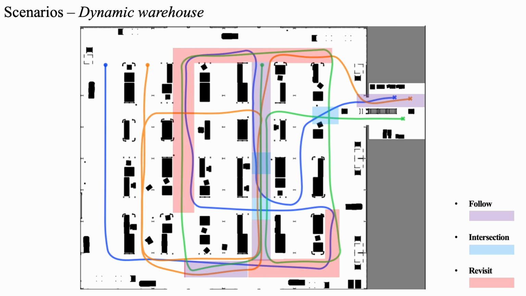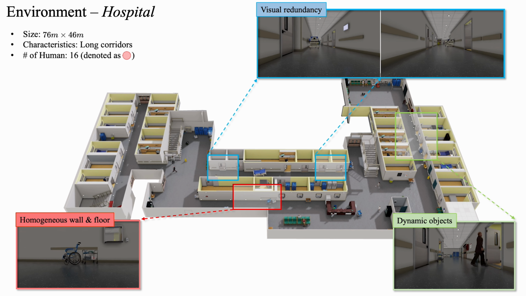In particular, in the warehouse environment, there are 2 intersection cases between robots, both of which occur at very close distances. The hospital scene includes 16 humans and has structures like long corridors. Additionally, the hospital scene includes homogeneous walls and floors, as well as visually redundant textures like chairs and doors.